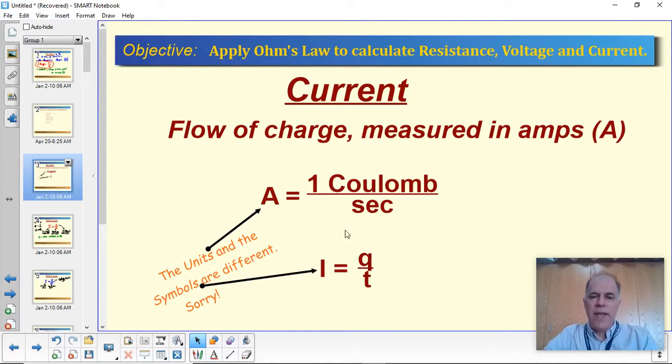Another way we express this is that current is 1 amp per second. Capital I is the symbol for current. Amps, the unit, are abbreviated with a capital A, but the concept of current is represented by the capital letter I.